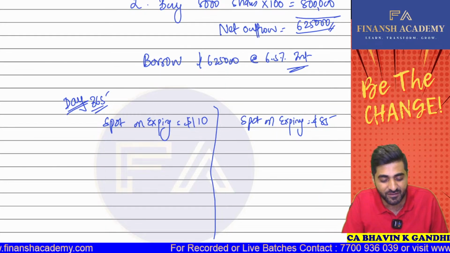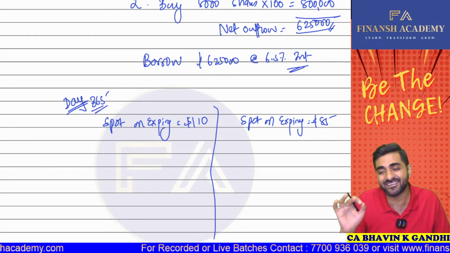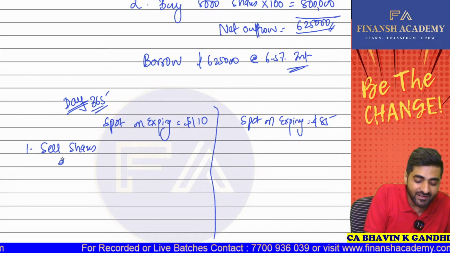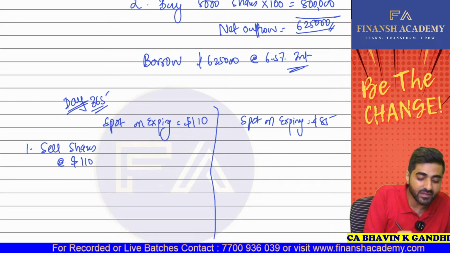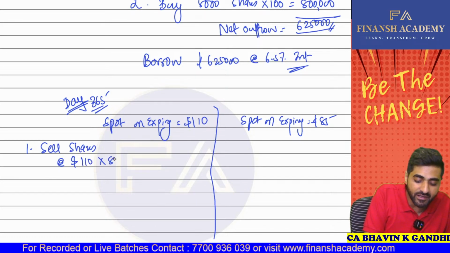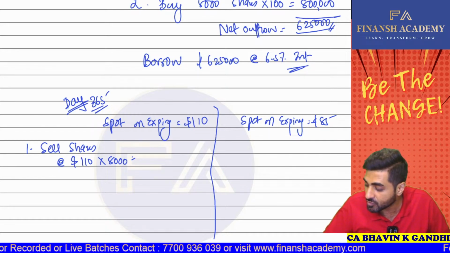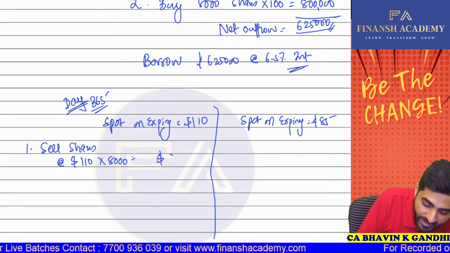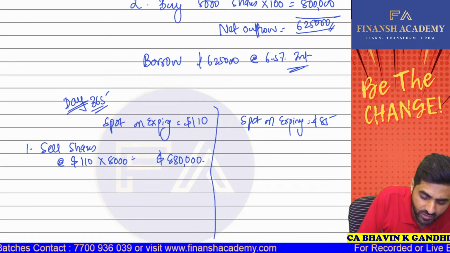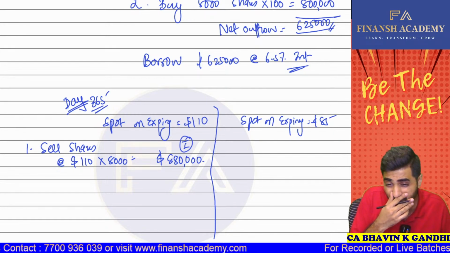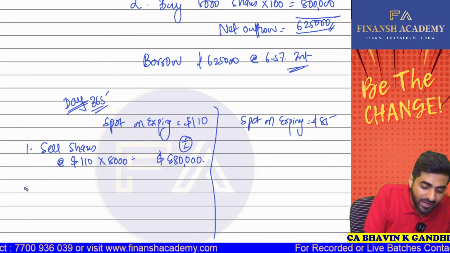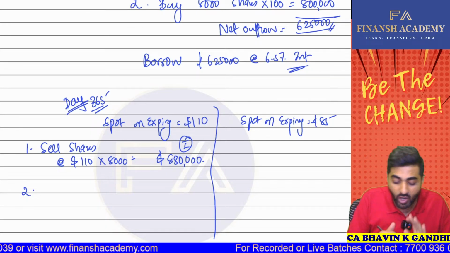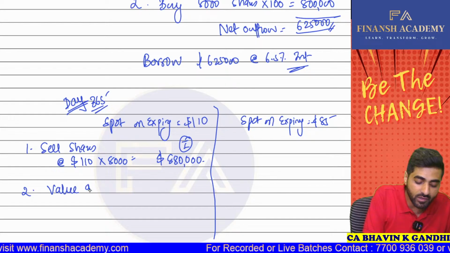Now, my dear students, if the spot on expiry is $110, we'll be selling shares. So sell shares at $110. So ultimately $110 into 8,000 will eventually give you $8,80,000. So is this going to be your inflow? Come on, yes or no? Yes, sir. Now, my dear students, we are selling shares. The inflow is 8,80,000. What is going to be the value of call?